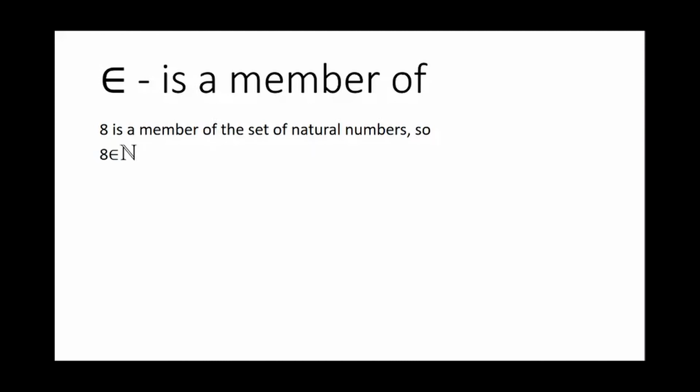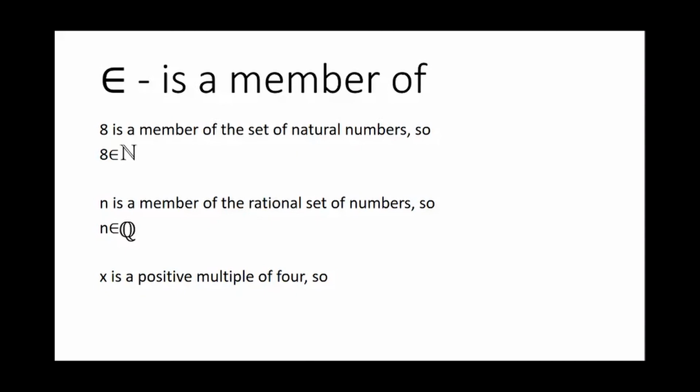So this is great for speed purposes in proofs and lectures, so you don't spend ages writing down loads of words. It also works for unknown numbers. For example, if we knew n was rational, we know that n is a member of the rational set of numbers, and so n is a member of Q. If you had a number x, which you knew was a positive multiple of 4, using our set that we created in the last slide, we know that x is a member of x1.